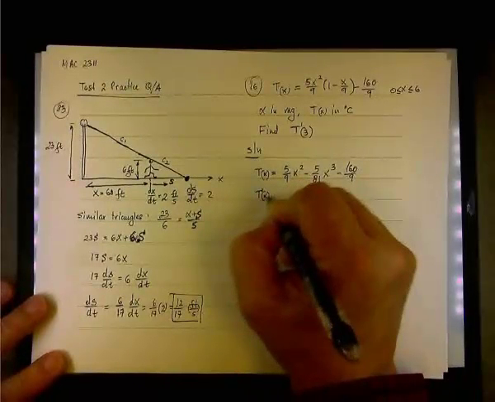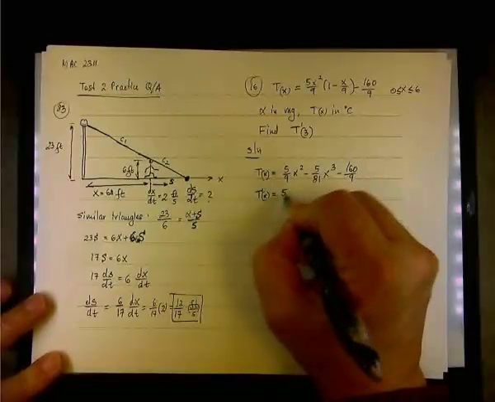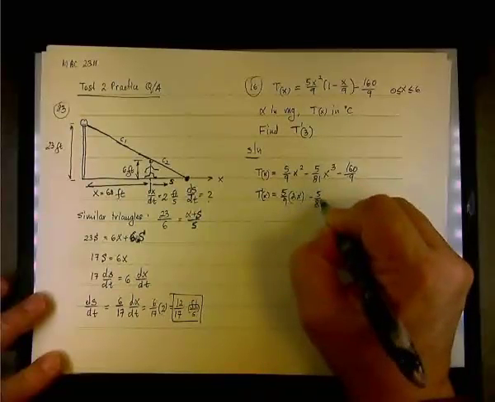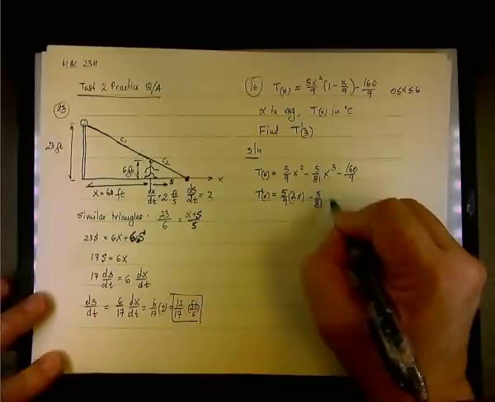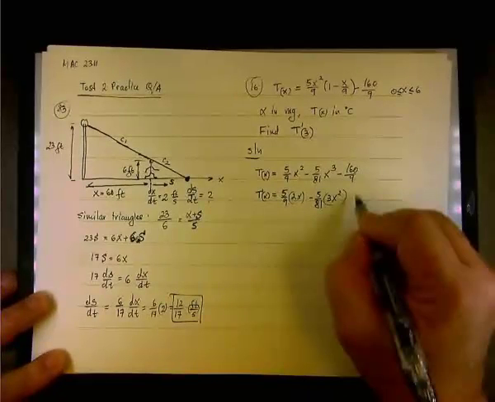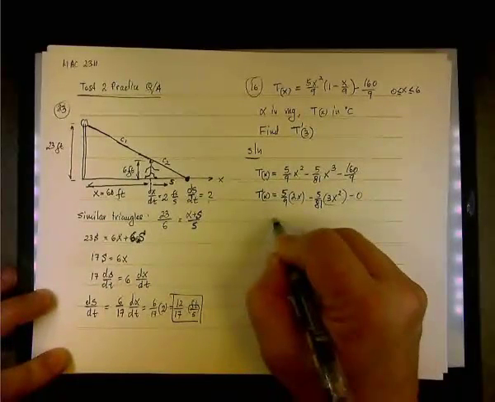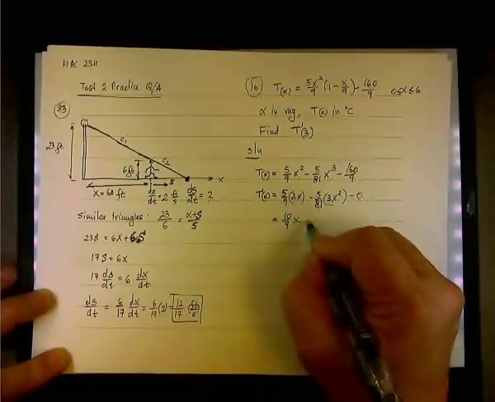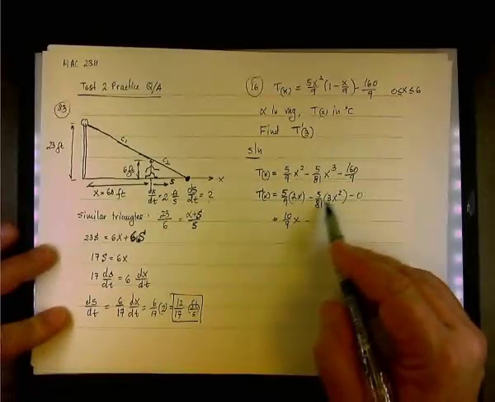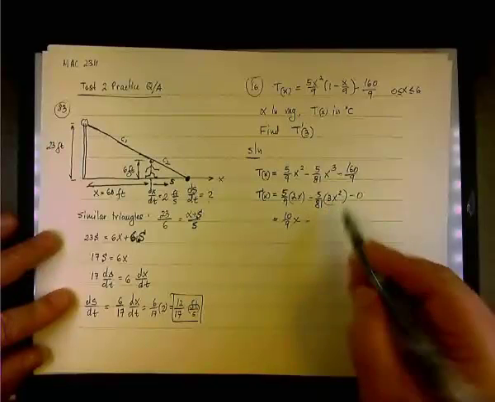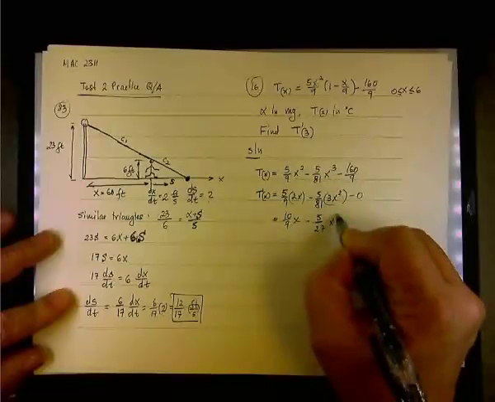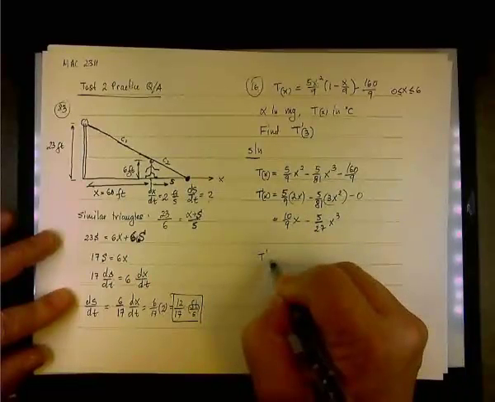I have 3 terms here, so T prime of x: 5 over 9 is simply a coefficient, the derivative of x squared is 2x. Negative 5 over 81 is again a coefficient, the derivative of x cubed is 3x squared, and the derivative of 160 over 9 is simply 0. So we have 10 over 9 x minus 15 over 81 x squared, and 15 over 81 is like 5 over 27, so minus 5 over 27 x squared.